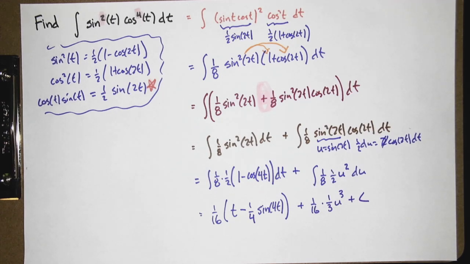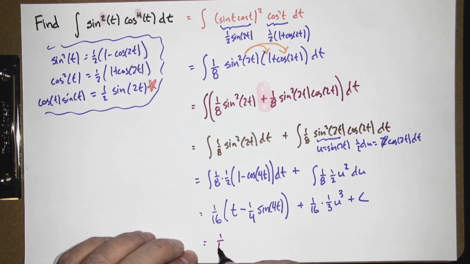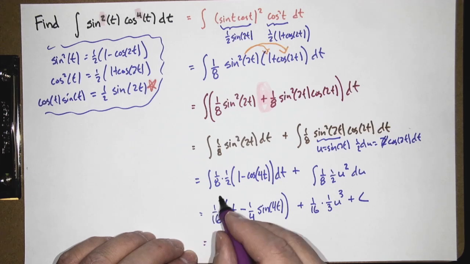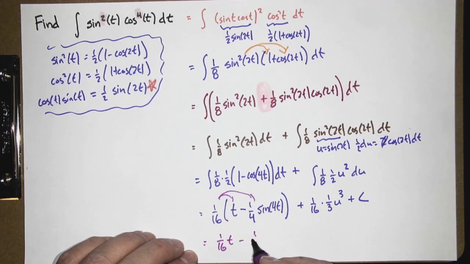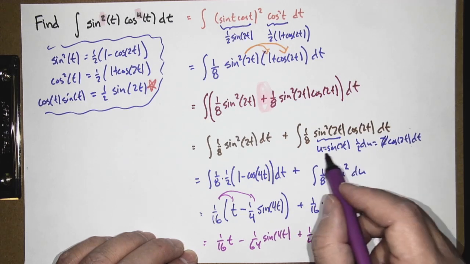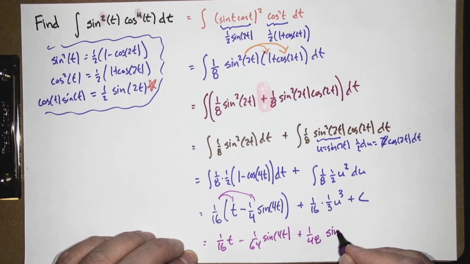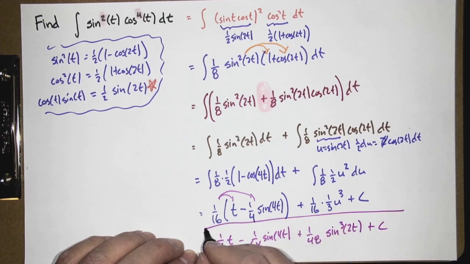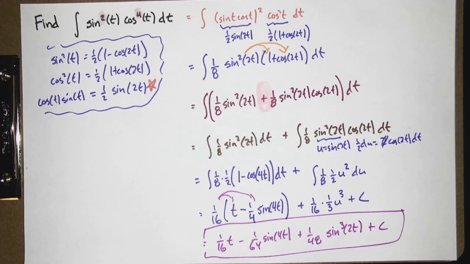No! You've learned that whenever I ask if that's the answer, it's like, no, Steve never gives us the answer. He makes us work for it. 1 over 16 t. I'll go ahead and just distribute this 1 over 16. Minus 1 over 64 sine of 4t plus 1 over 48. We need to get back in terms of where we started. u was sine, so that makes a sine cubed of 2t. And that is our answer.